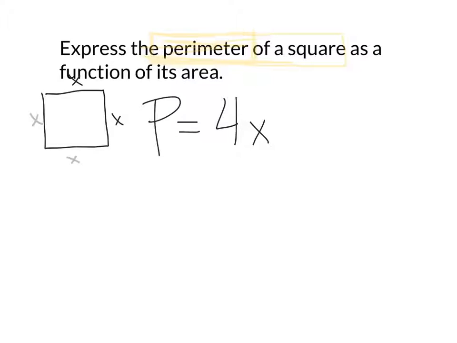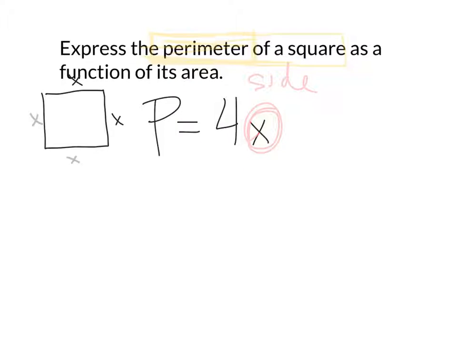If I knew the side length, I would multiply that side length by 4, and that would give me the perimeter. Okay, so perimeter is a function of side length. Correct? Perimeter is a function of its side length. We don't want perimeter as a function of side. We want perimeter as a function of area.